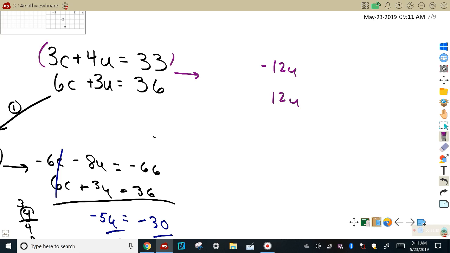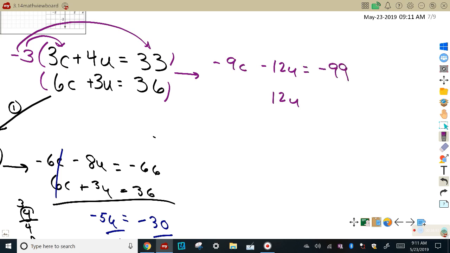Then I'm thinking, what would I have to multiply the top equation by? So this one here would say negative 4u. It would have to be a negative 3. Then I can fill in the rest. So negative 3 times 3c is negative 9c. Negative 3 times 33 is negative 99. This one I want to be a positive 12u, so this one will be a positive 4. And then what are my other two spaces going to be?